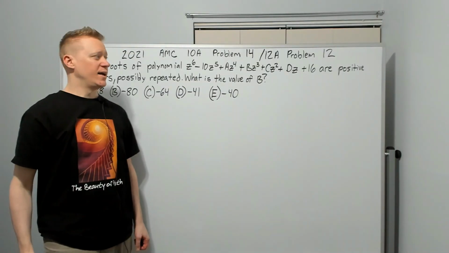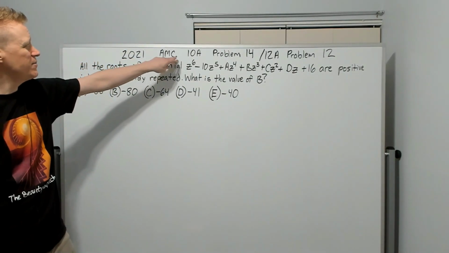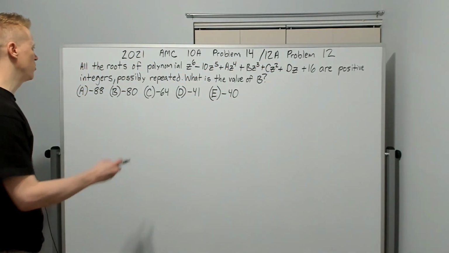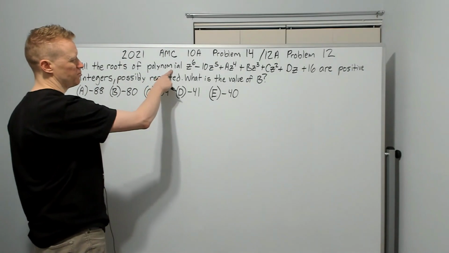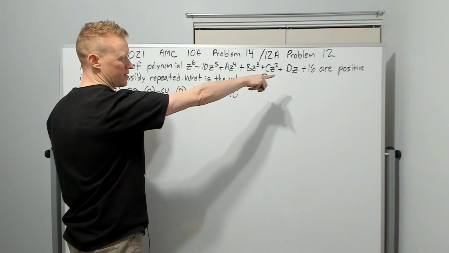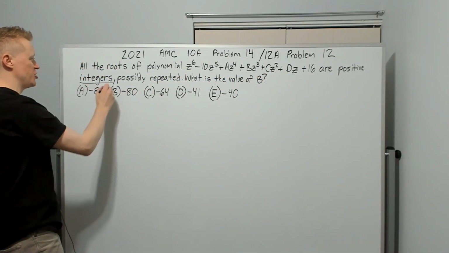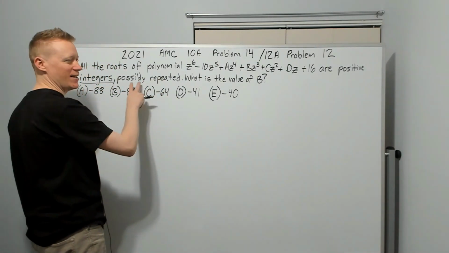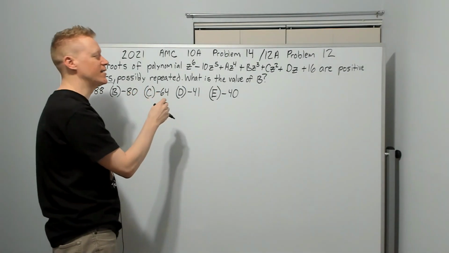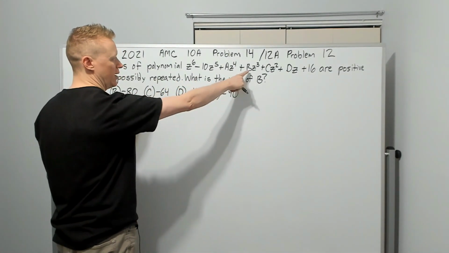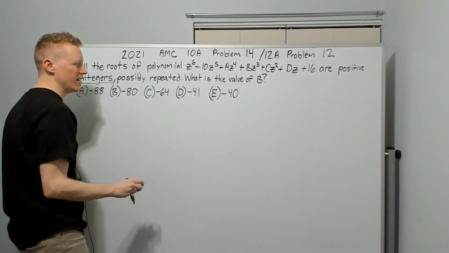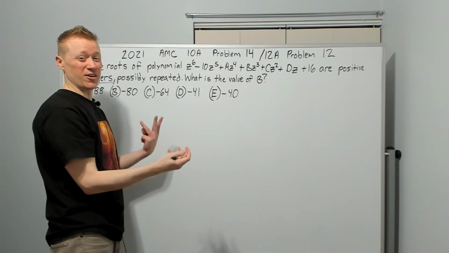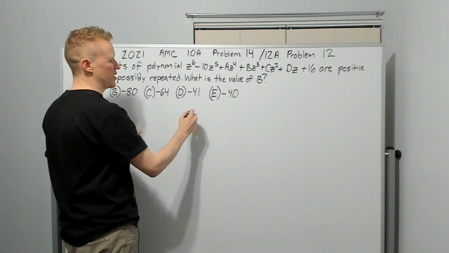Here we go. And here we go on the 2021 AMC 10A problem 14, also the 12A problem 12. All the roots of polynomial, looks like this, are positive integers, possibly repeated, possibly, right? We know what that means, definitely repeated, most likely. What is the value of B, this coefficient right here? Now the first thing is I don't like Z, I don't like S either. I usually change those variables to X most of the time. So that's what I'm going to do here.